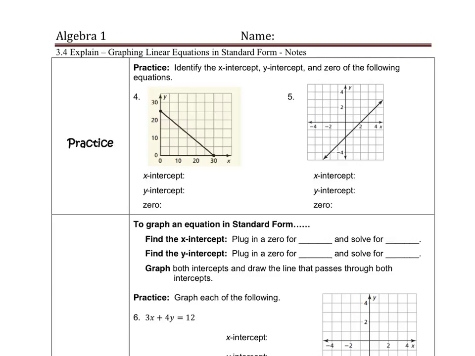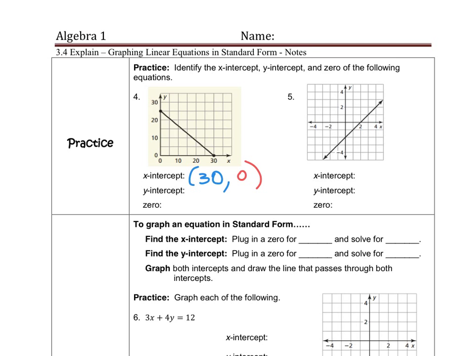So let's just take a minute and look at number 4 and 5 and actually identify our x-intercept, our y-intercept, and our 0. So starting with the x-intercept. We're talking about our x-axis. We want to know where our line touches or crosses, same thing, our x-axis. So in this point, it's crossing it at 30. So our value is 30. And what is y? Y is always going to be 0 in our x-intercept.